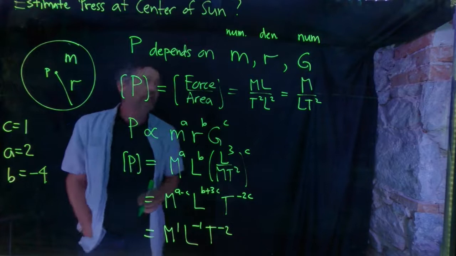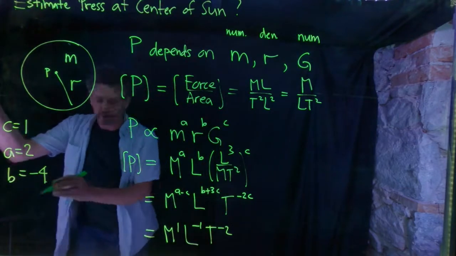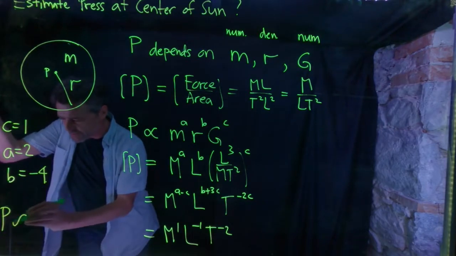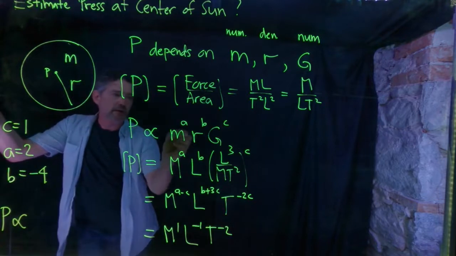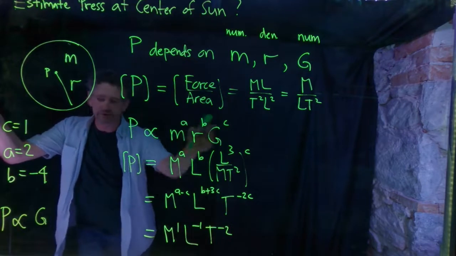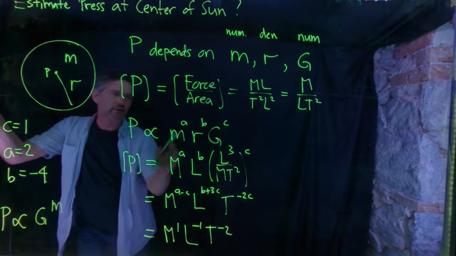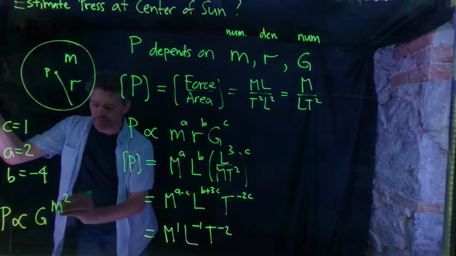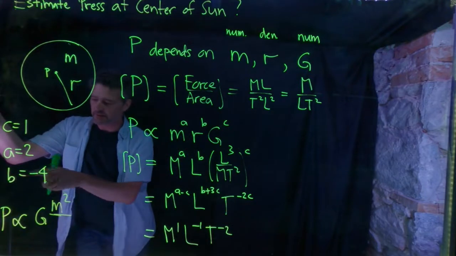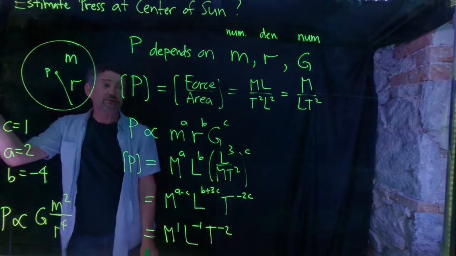And so what we get, and let me write it down over here, is that the pressure at the center of the sun is proportional to the mass of the sun. Let's put G first. So it's G to the power of c, c is equal to 1, times mass to the power of a is equal to 2, so it's mass squared, and then it's radius to the power of b, that's to the power of minus 4, so it's R to the power of plus 4 in the denominator. And so you can just double check then.